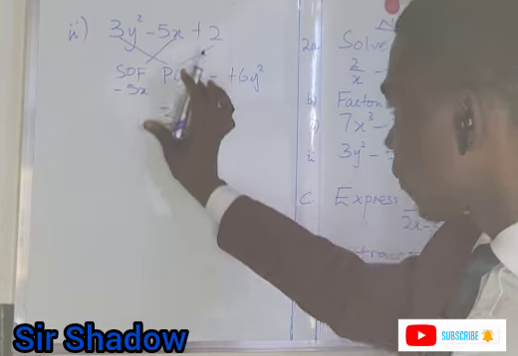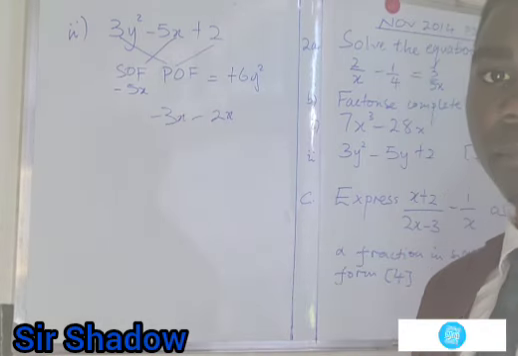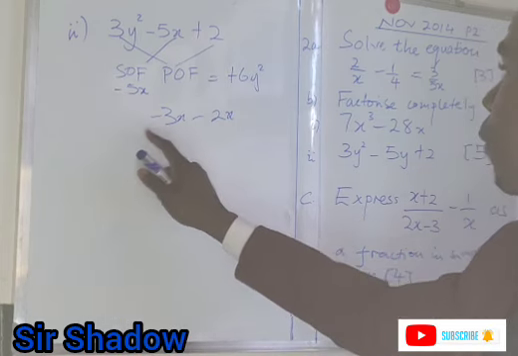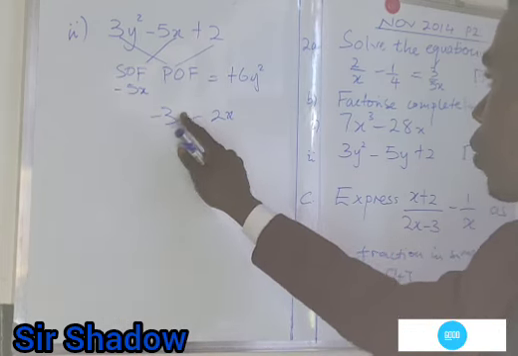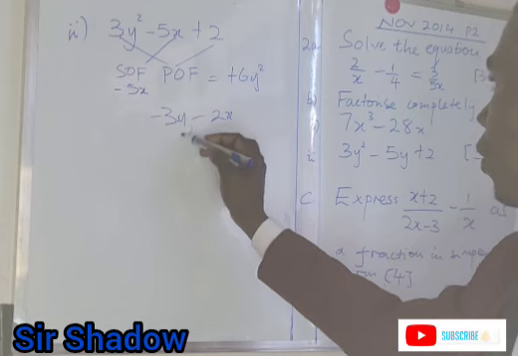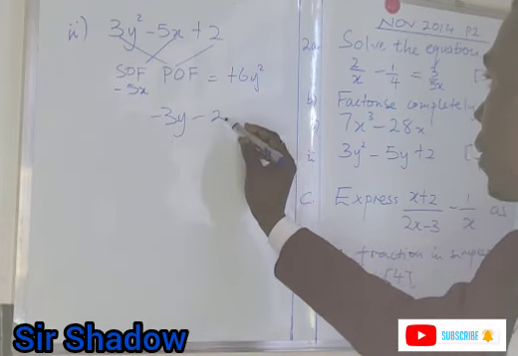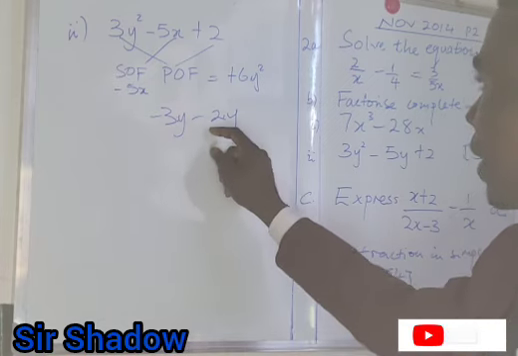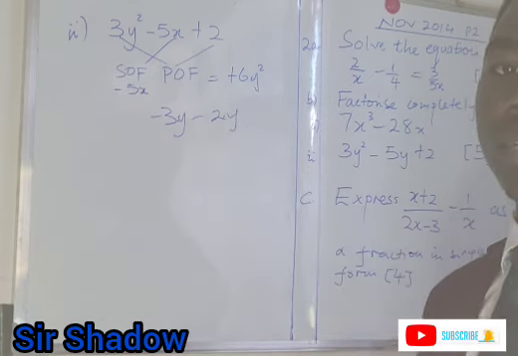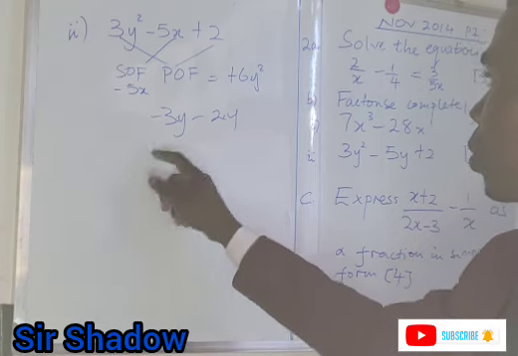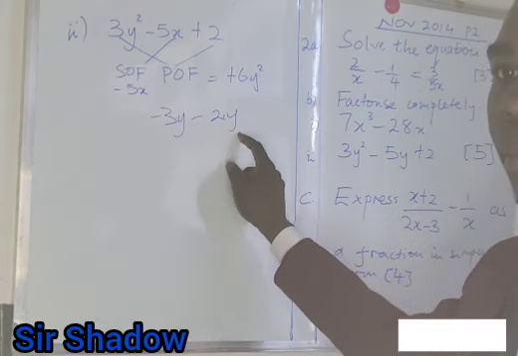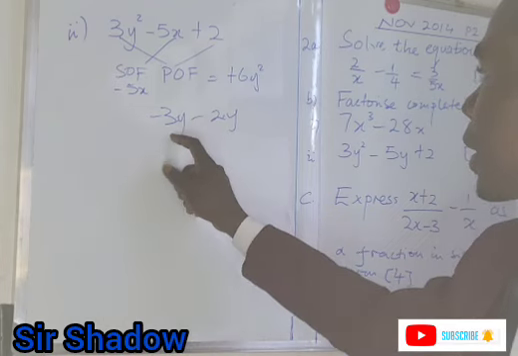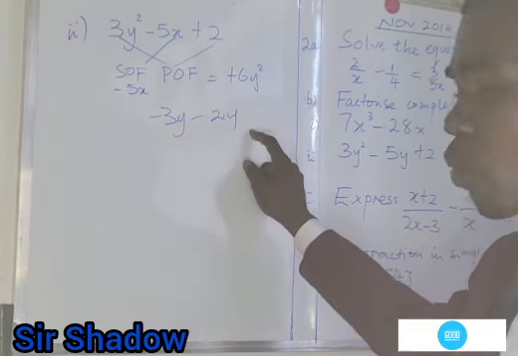Then let's now introduce a sign here. It becomes minus 3x minus 2x to give us minus 5x. If we multiply minus 3y, we are using the letter y, times minus 2y, it gives us plus 6y squared. So we have to use those two factors, minus 3y and minus 2y.